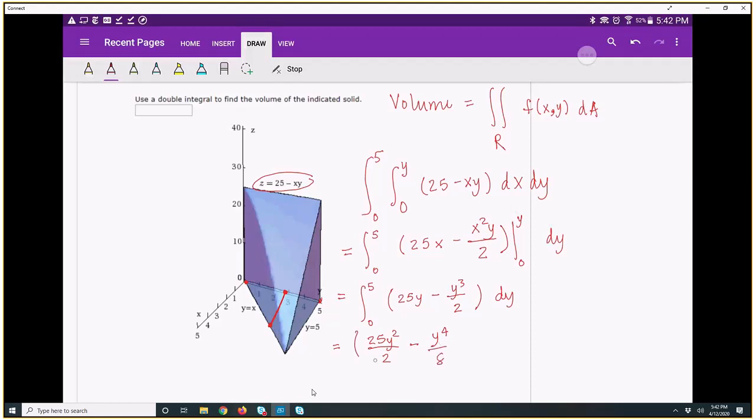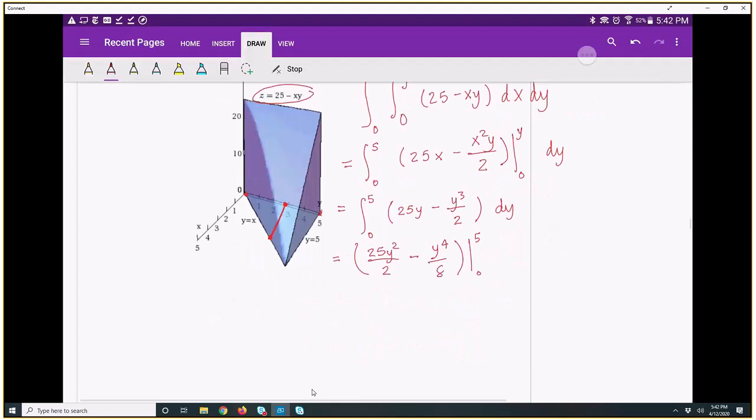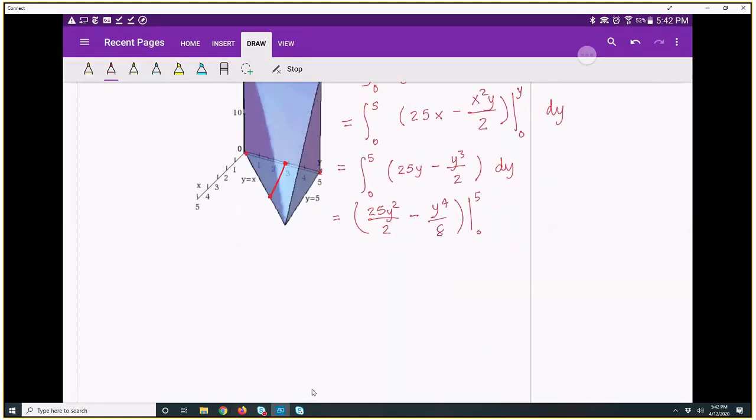All of that evaluated at 0 and 5. So my upper limit of 5 gives me 25 times y squared, which is 25 squared over 2, minus y to the 4th, which is also 25 squared over 8. And then my lower limit of 0 contributes nothing.